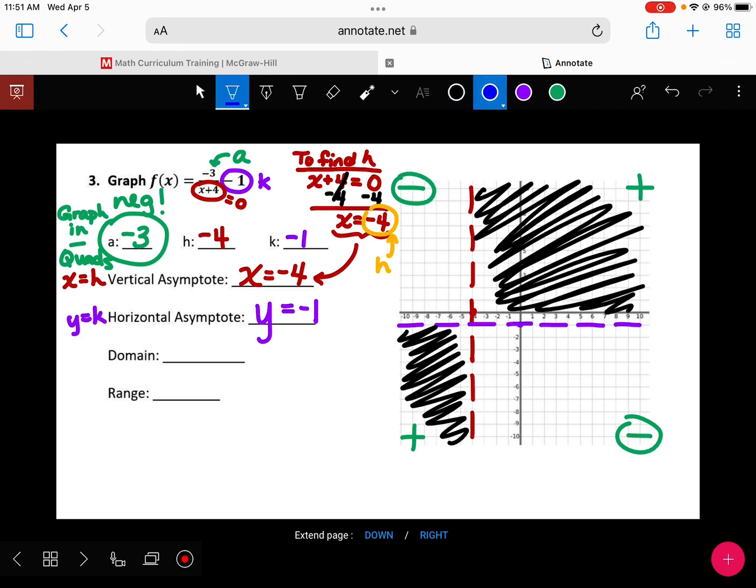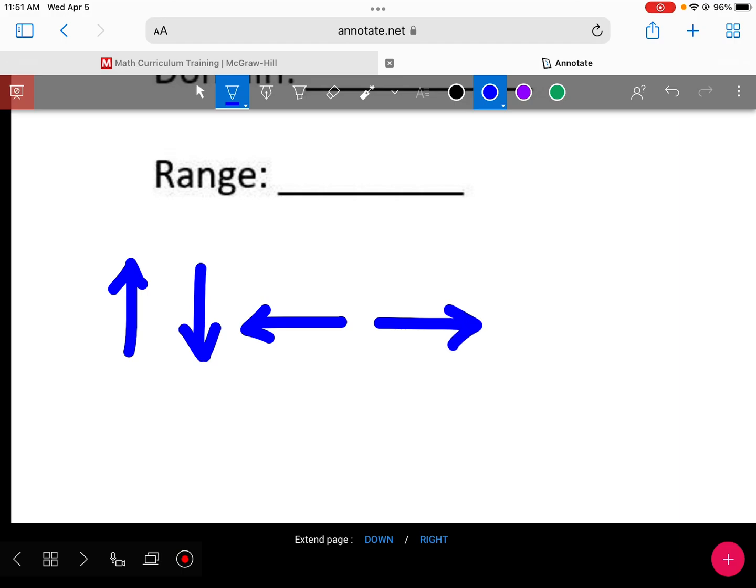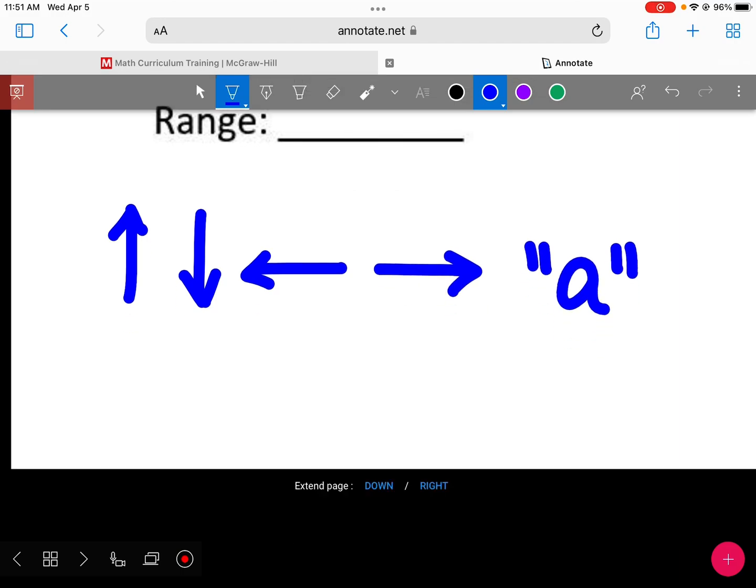Oh, man. Give me just a second. I've got another graph you can use. Up, down, left, and right. Whatever A is.